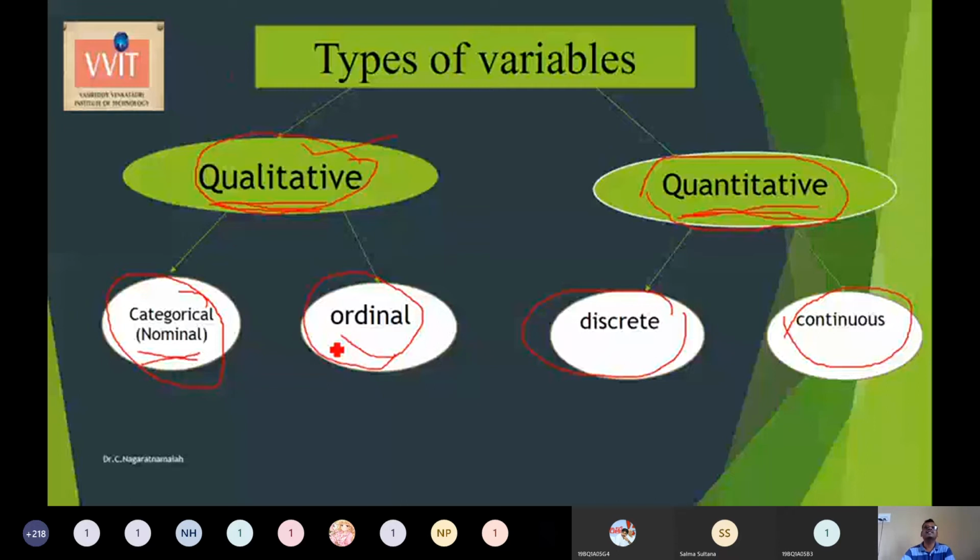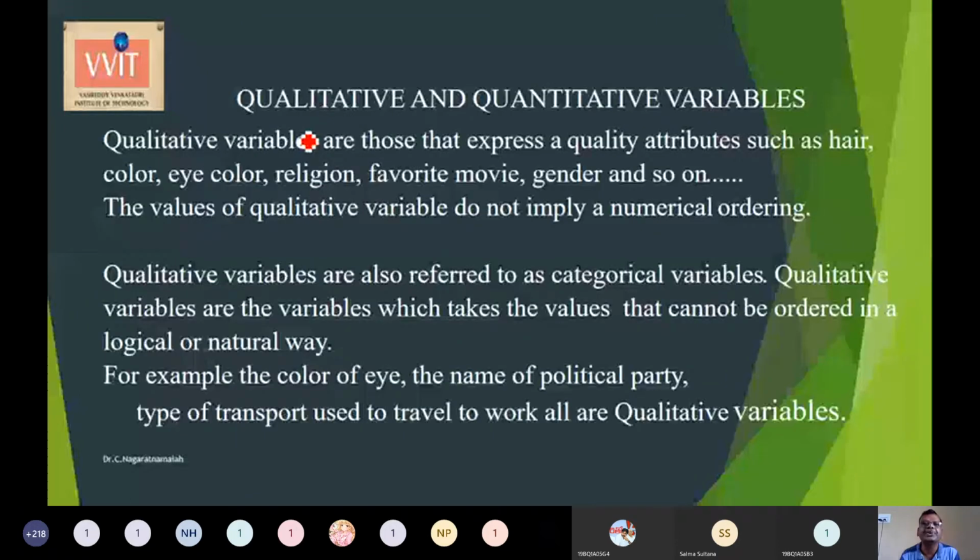Now, let us come to the definition of qualitative and quantitative variables. Qualitative variables are those that express a quality or attribute, such as hair color, eye color, religion, favorite movie, gender, and so many other examples. All these come under the qualitative nature. The values of qualitative variables do not imply numerical ordering. This is very, very important. These are not defined on numerical values.